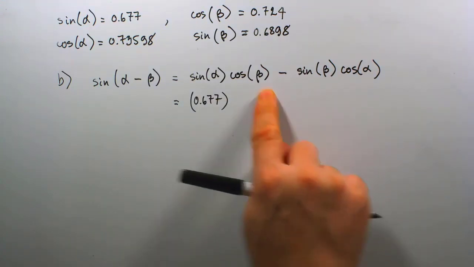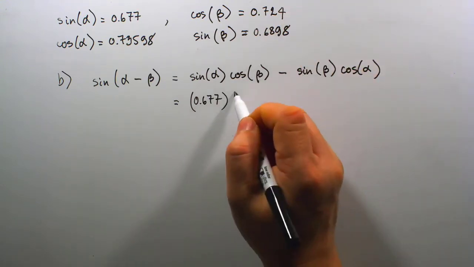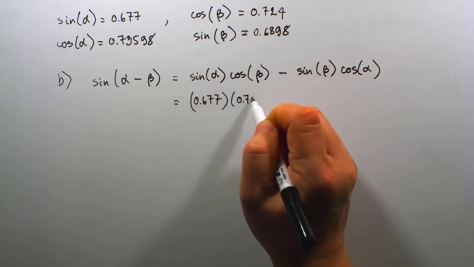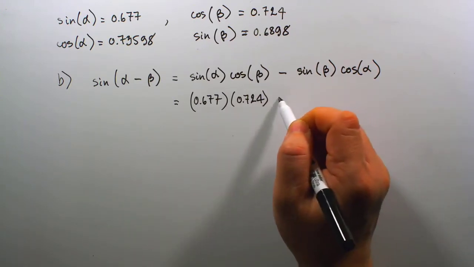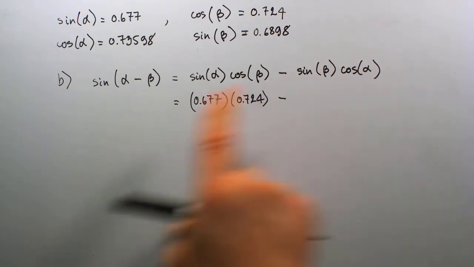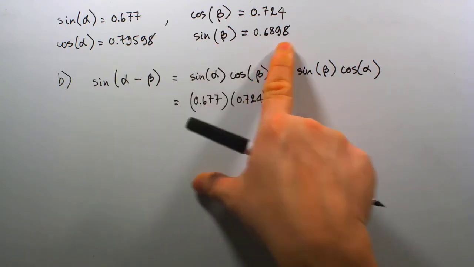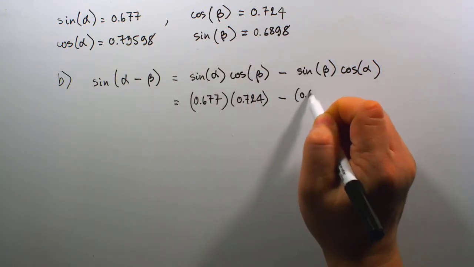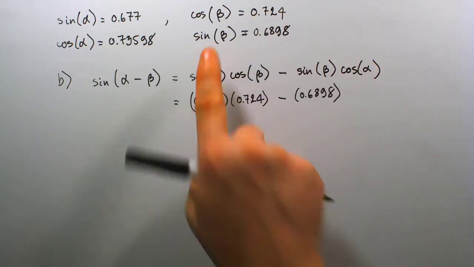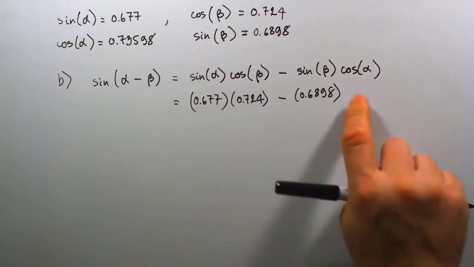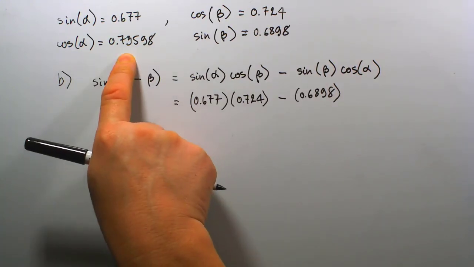Cosine of beta is 0.724. And so 0.677 times 0.724 minus, now sine of beta can be substituted by 0.6898 here. So 0.6898 is substituted for sine of beta. And then for the next value, cosine of alpha, we can make use of that value right there.